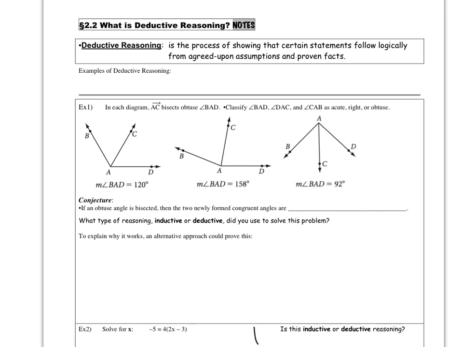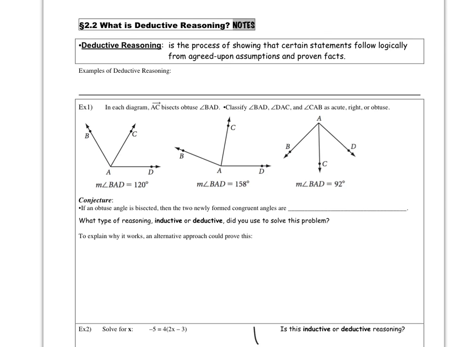So for example 1 here, you should be able to figure it out on your own, so see if you can, and pay attention to the directions here. Classify all 3 angles as acute, right, and obtuse, which means you might want to figure out the measure of them, but that's up to you. See if you can do example 1.